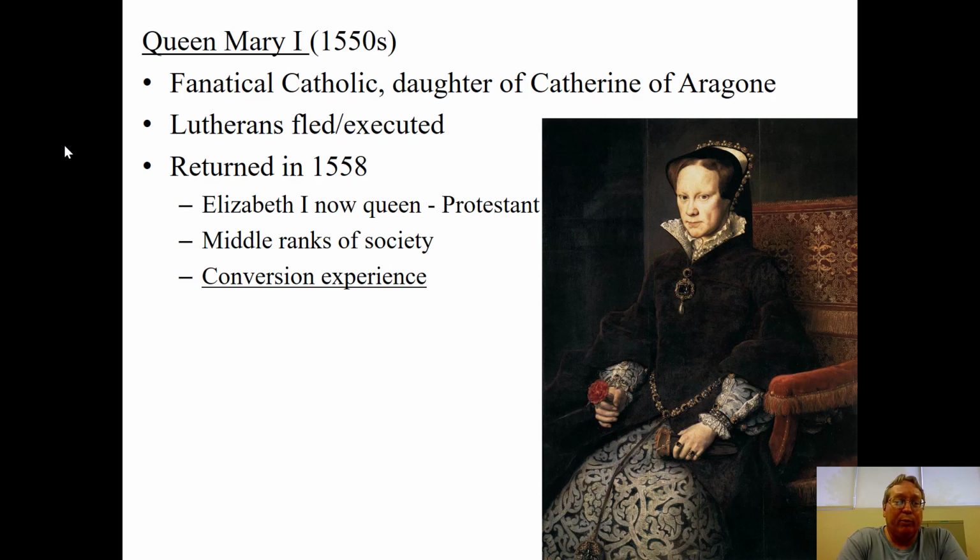She puts some of them in prison. She forces some of them out of the country. She even has a few executed. And that really scares a lot of people in England. They're afraid that this queen just might kill some of them.